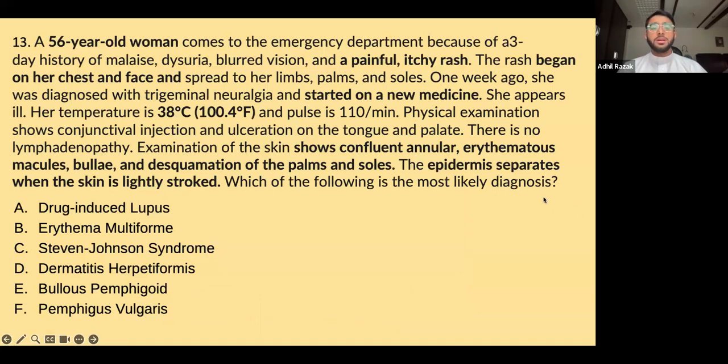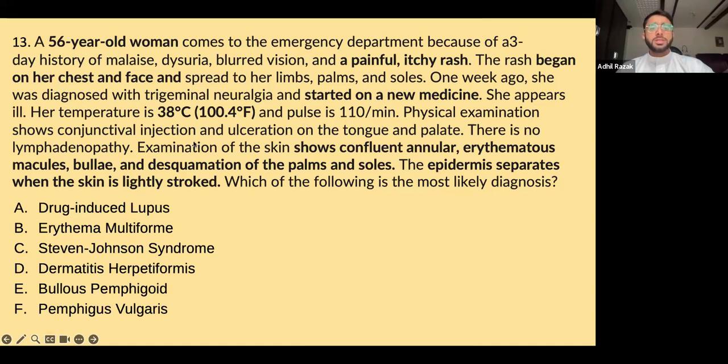All right. So we have a 56-year-old woman who comes to the ER because of a 3-day history of malaise, dysuria, and blurred vision, and a painful itchy rash. The rash began on her chest and face and spread to her limbs and soles. 1 week ago, she was diagnosed with trigeminal neuralgia, and she was started on a new medicine. She appears ill. Her temperature is 38. She has a fever. Her pulse is 110.